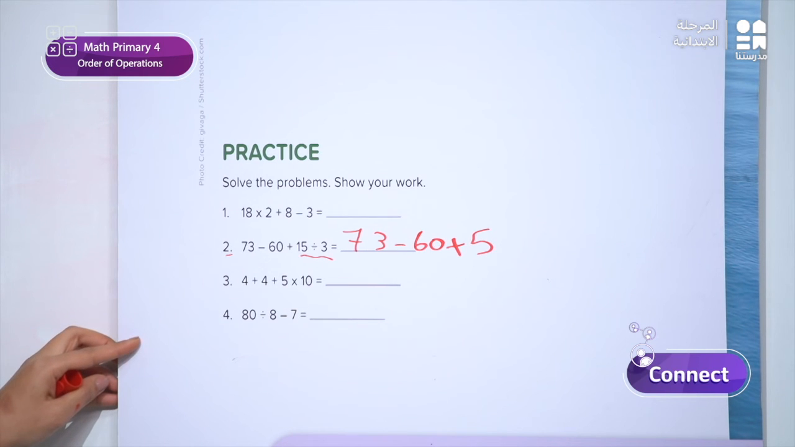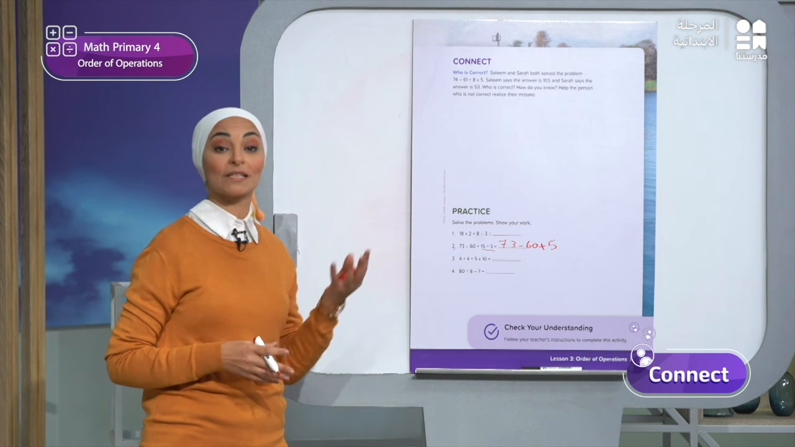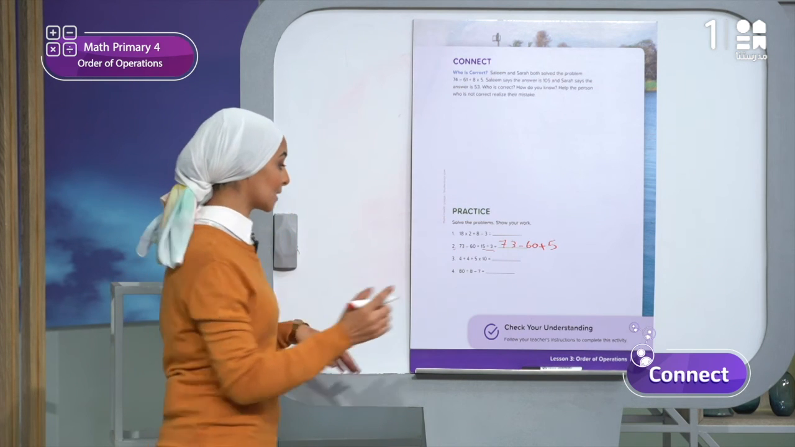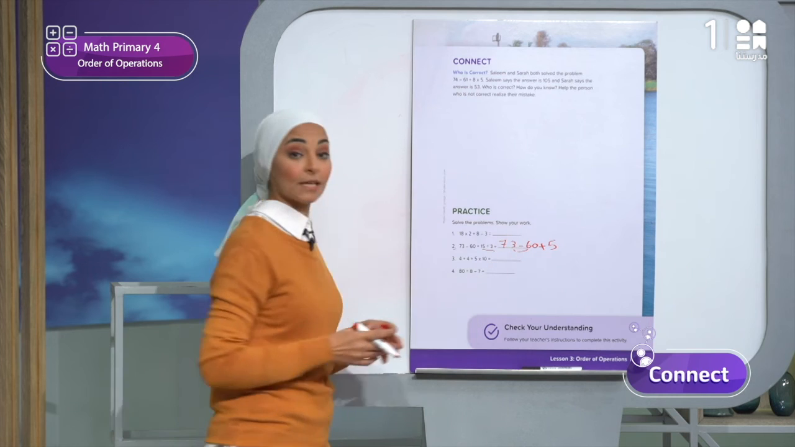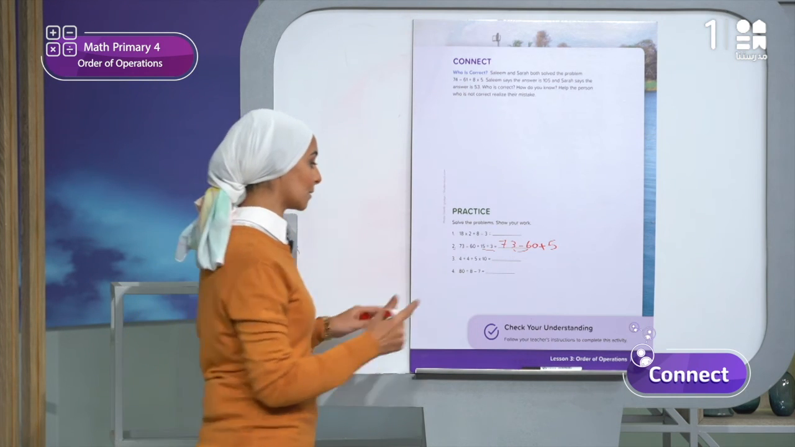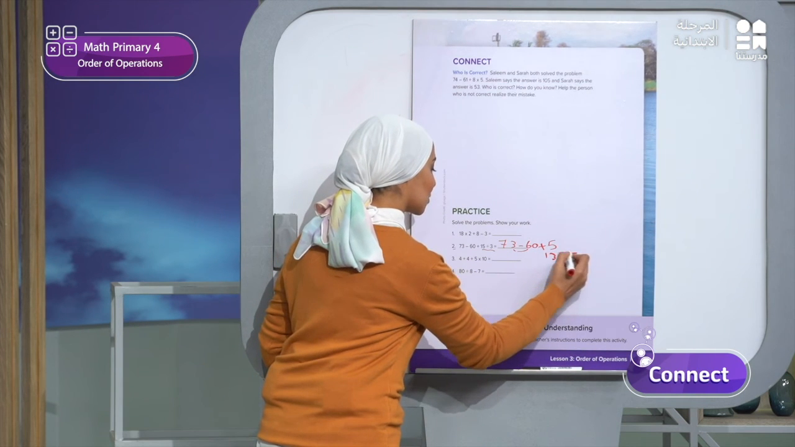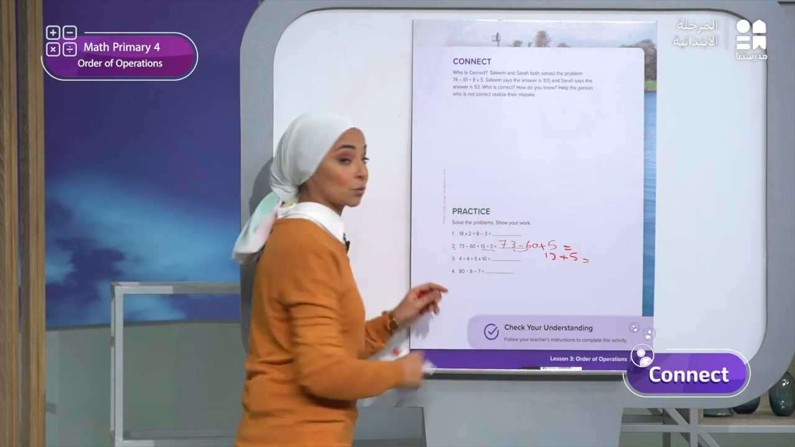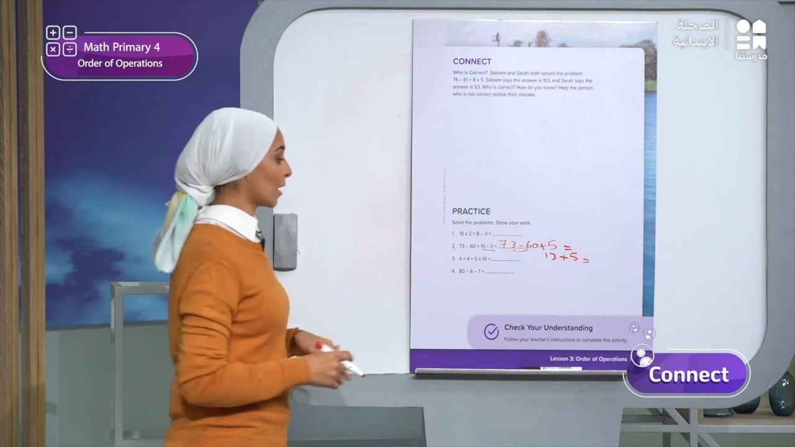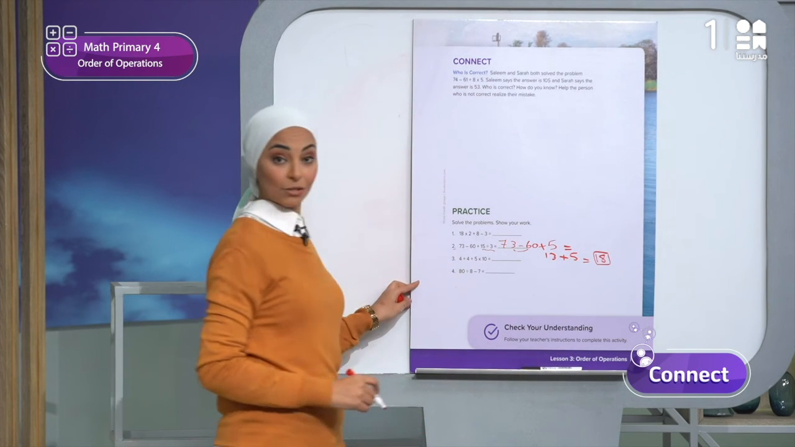Then I will solve the addition and subtraction from left to right. So I will do 73 minus 60. 73 minus 60 gives me what? 73 minus 60 equals 13. So I will do 13 plus 5. So 13 plus 5 equals what? 13 plus 5 gives me 18. Okay, and this is the answer.